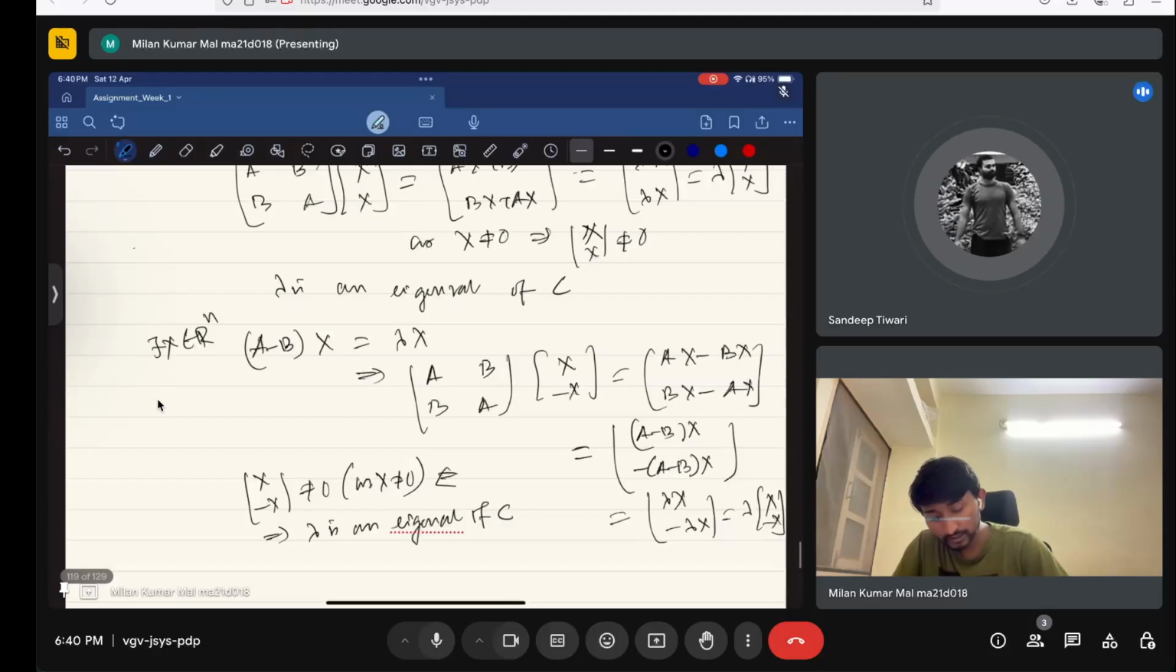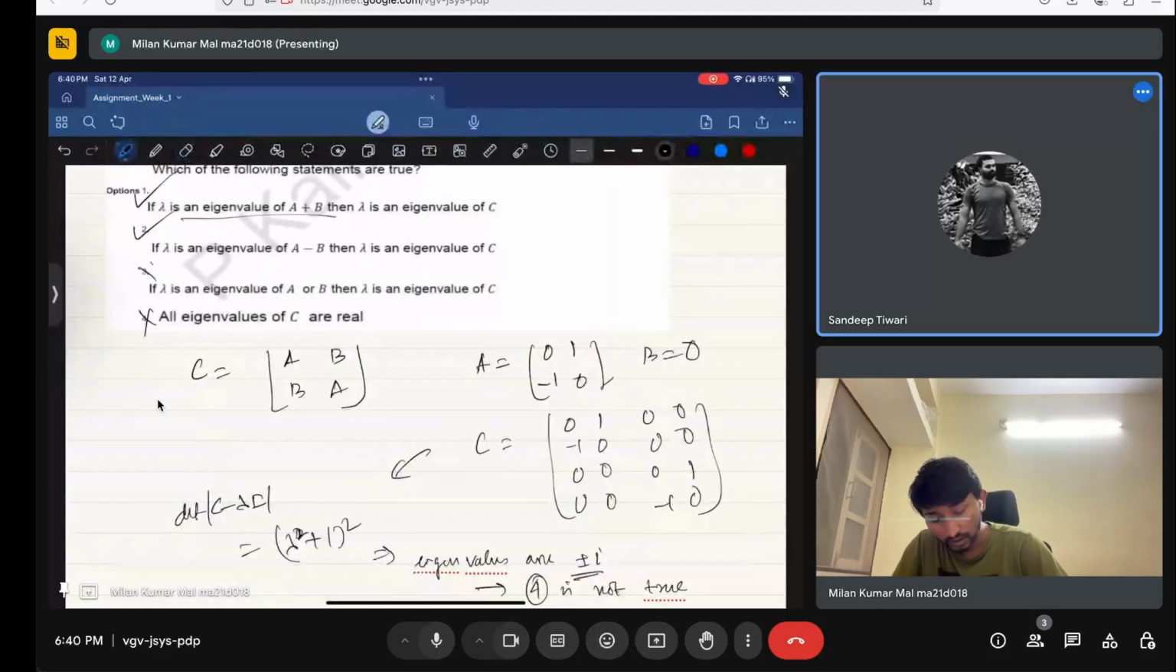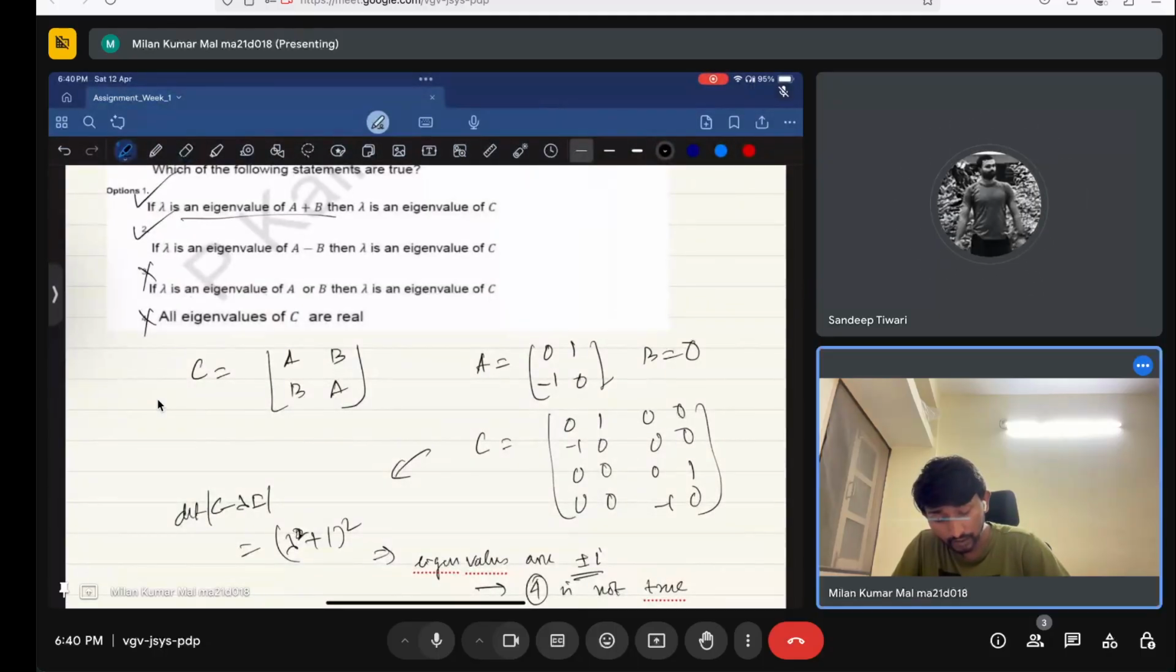This is then false. If lambda is an eigenvalue of A or B, then lambda should be an eigenvalue of C. So let 0 be an eigenvalue of A or B, right? 0 is an eigenvalue of B. That's why 0 is an eigenvalue of A or B. But 0 is not an eigenvalue of C.